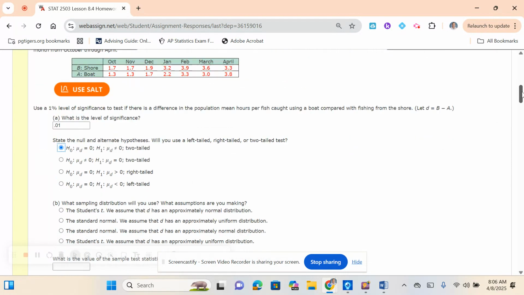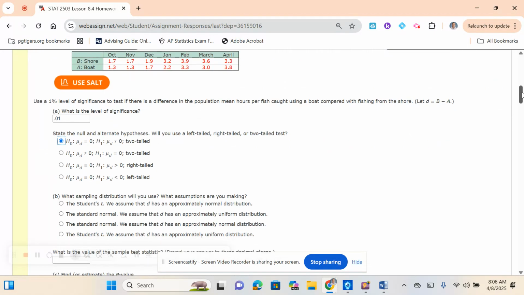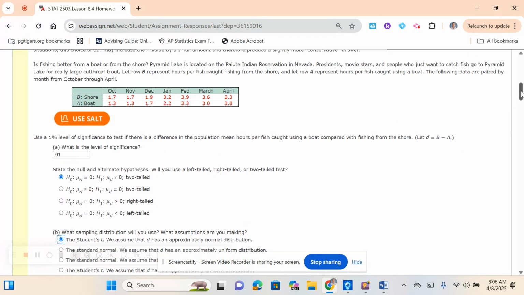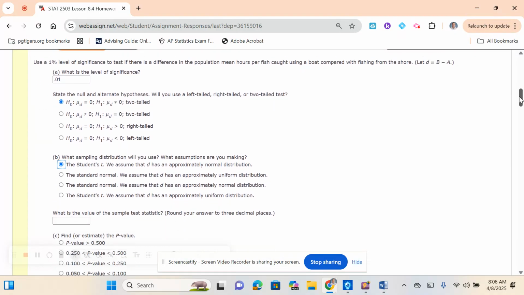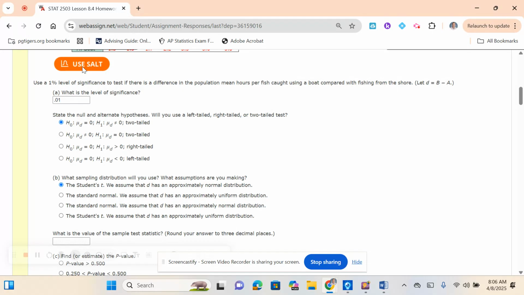What sampling distribution do we use? So what sampling distribution do we use for the means when we don't know the population standard deviation? We use the t, and we assume that it has an approximately normal distribution. It's not uniform, it's approximately normal. So now we'll get into the procedure.